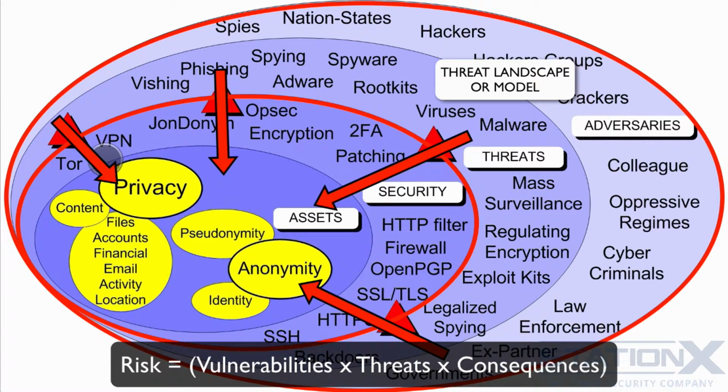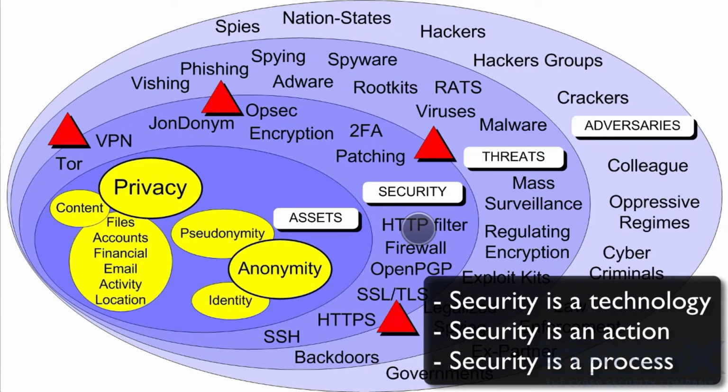And you might choose Tor because the consequences are high in terms of your identity. And once your identity is known, the consequences will be realized. So you must implement security controls to protect your assets, to ensure privacy and anonymity and pseudo-anonymity if you require it. Security is a technology, security is also an action, and it's also a process.